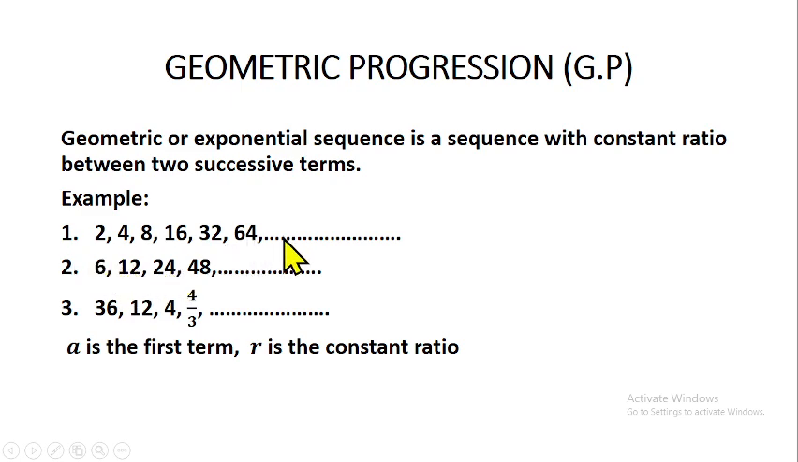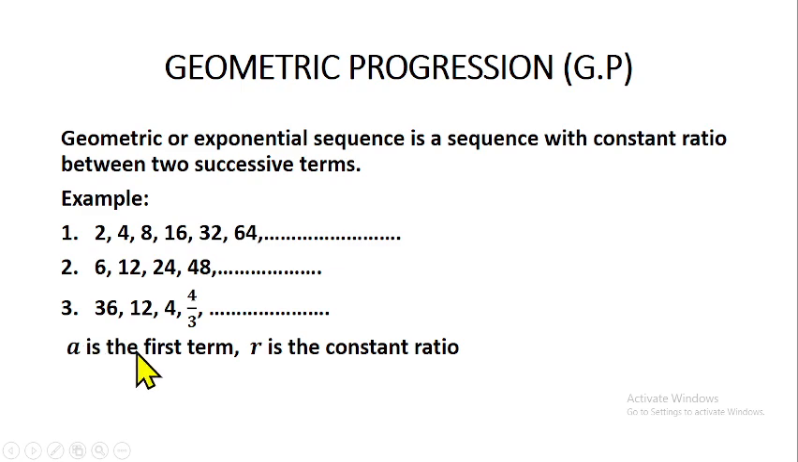So now you should be able to identify a sequence that belongs to AP and a sequence that belongs to GP, because you should know the definition of AP and GP. GP has a constant ratio between two successive terms. AP has a common difference between two successive terms. Do you understand that now? Good. Also, the positions in the sequence are called terms. This is the first, second, third, fourth, fifth, sixth, and up to the last term, just like in the AP.